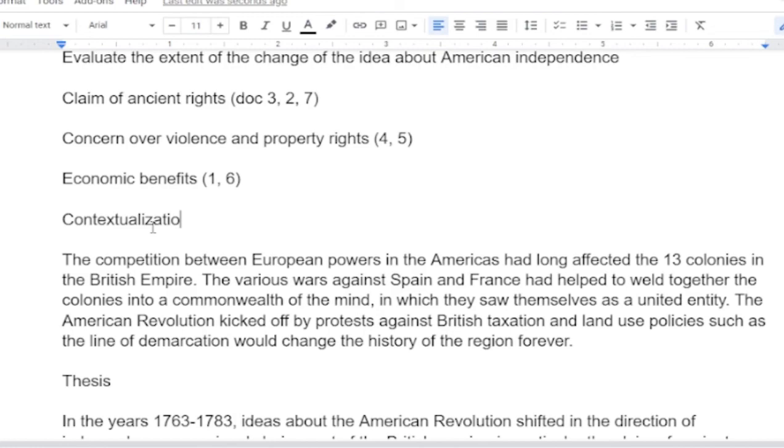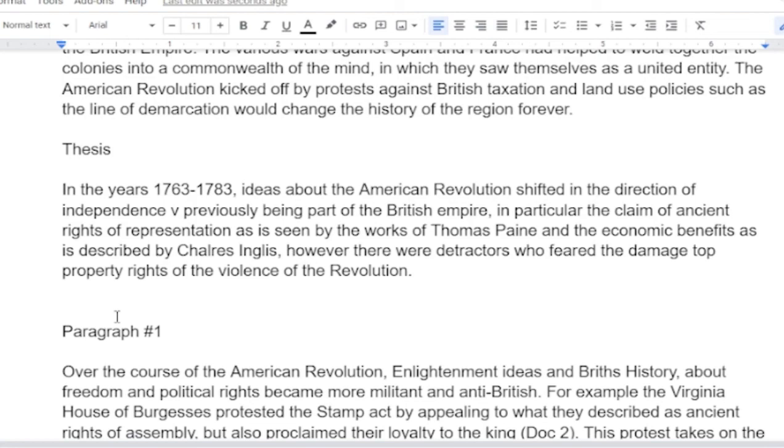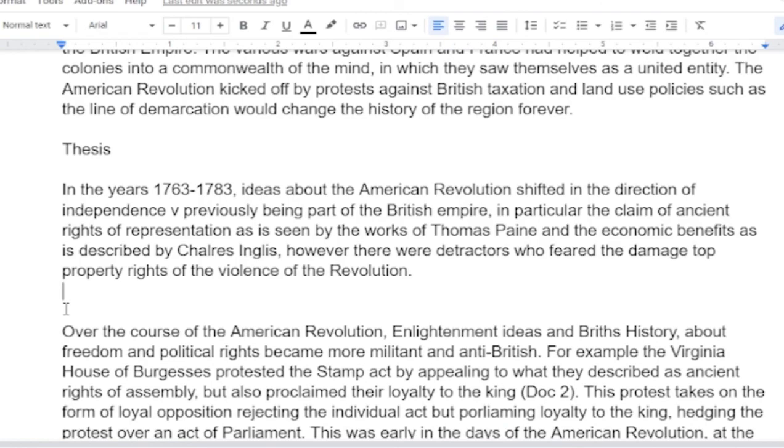I got to read these documents. Read the documents carefully, ladies and gentlemen. That's the lesson of this very particular DBQ. Read the documents carefully, or you're going to have to go back and make 1,000 corrections like I did.